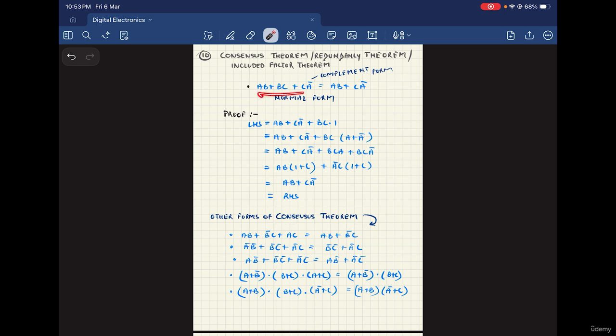Okay, not necessarily this one. Bar could be with C and B also, right? Similarly here also, if you see A bar B bar, B bar C bar, and A bar C. Now which one is in normal and complement form? Here C you can see in normal form, here C you can see in complement form. So this term will be redundant. So A bar B bar will be removed and the remaining terms are as they are.